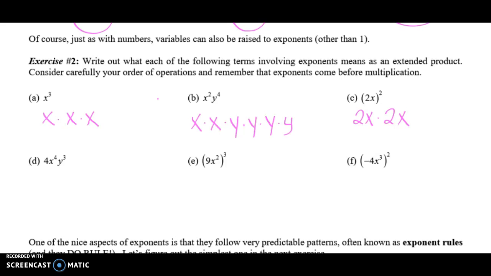This next one, 4x to the 4th y cubed. The 4 has no exponent. It just comes down. Then it's being multiplied by x to the 4th, so I need x times itself 4 times. Then it's being multiplied by y cubed, so y times itself 3 times.